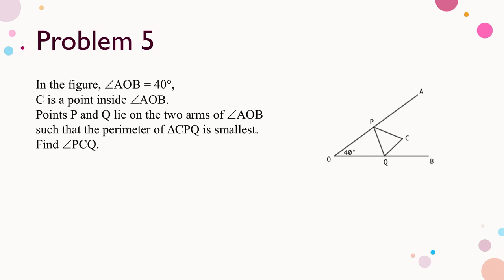In this problem, an angle of 40 degrees is considered. The given point C is inside the angle as shown. P and Q are variable points on the arms of the angle. This time, we are asked to find the angle PCQ when the perimeter of the triangle CPQ is smallest. The structure of the problem is different from the previous ones. Pause and try.